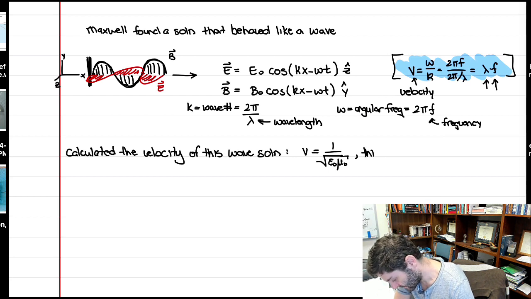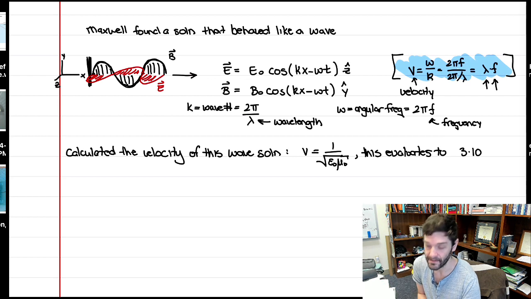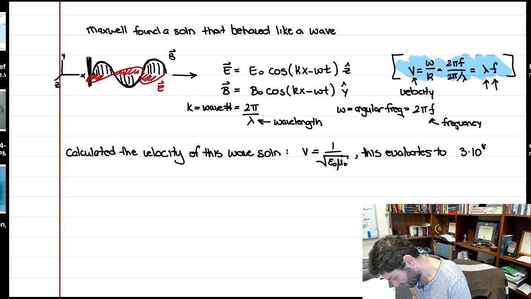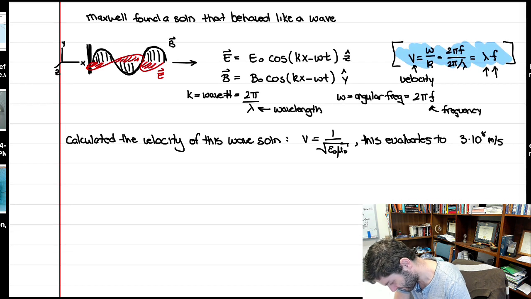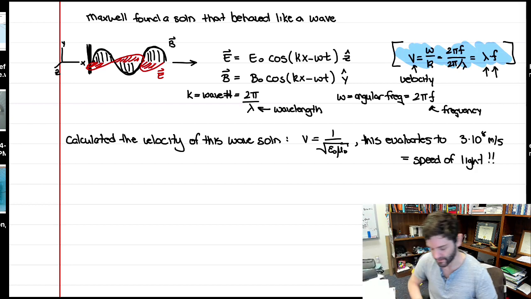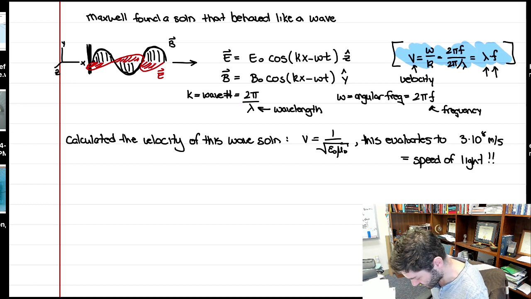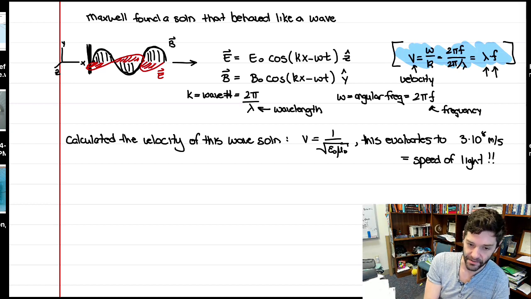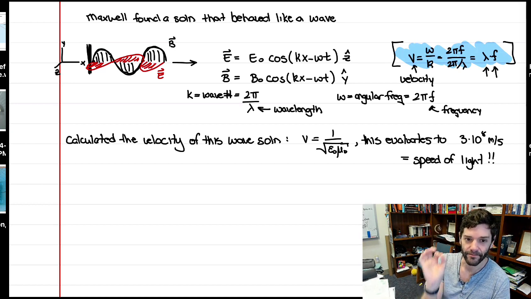This evaluates to 3 times 10 to the 8 meters per second, or what we call the speed of light, which they already had a number. They already had calculations of what the speed of light was, but they had no explanation for what light was. They knew its speed, they couldn't explain what it was. Now they can. This allowed us to then declare that, aha, we have figured out what light is.